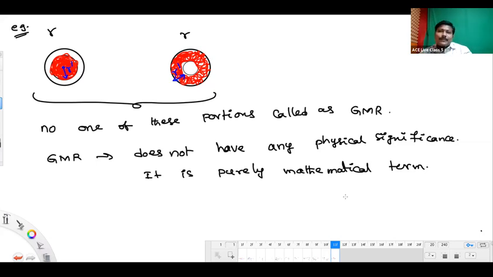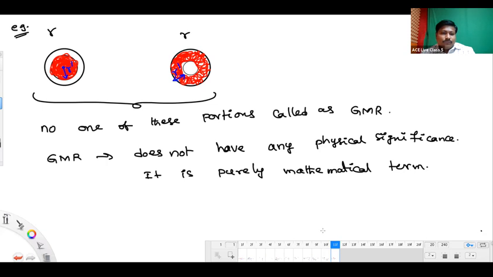Do you have any relationship between skin effect and GMR? What is skin effect? Skin effect is a pure technical term. It means a tendency of alternating current to be concentrated nearby the surface of the conductor. So skin effect has a physical significance and it's a technical term, and we don't find any relationship between skin effect and GMR. This clarity you should have.